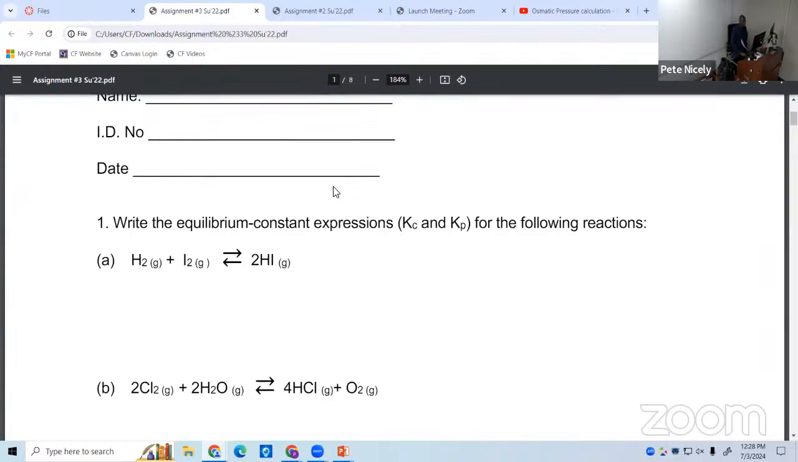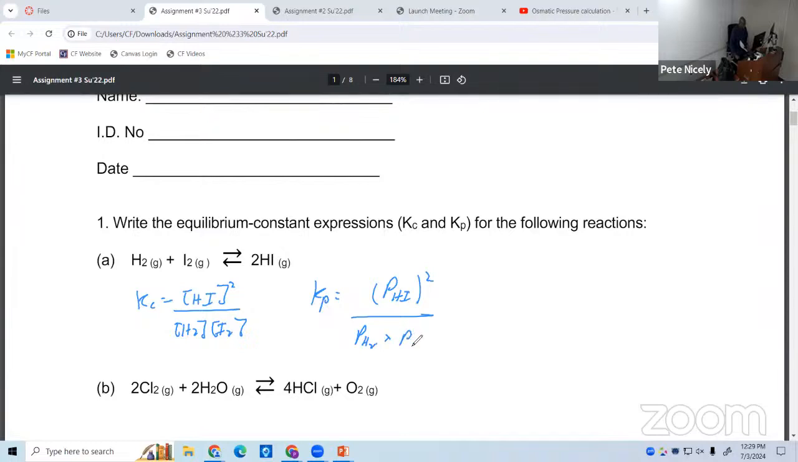Okay, so for the first one, you're going to write down the Kc expression, which would be Kc is equal to the concentration of HI squared divided by the concentration of H2 times the concentration of I2. And then Kp would be equal to the partial pressure of HI squared divided by the partial pressure of H2 times the partial pressure of I2. And that's it.